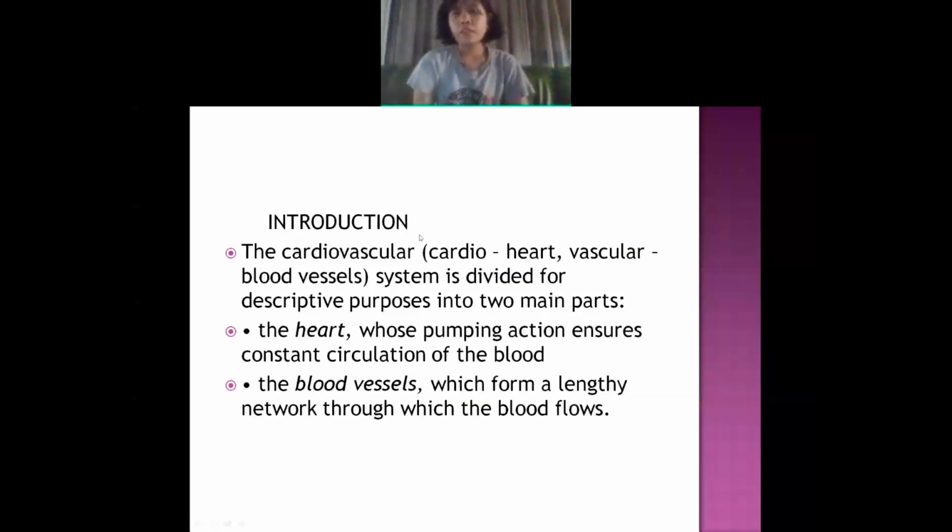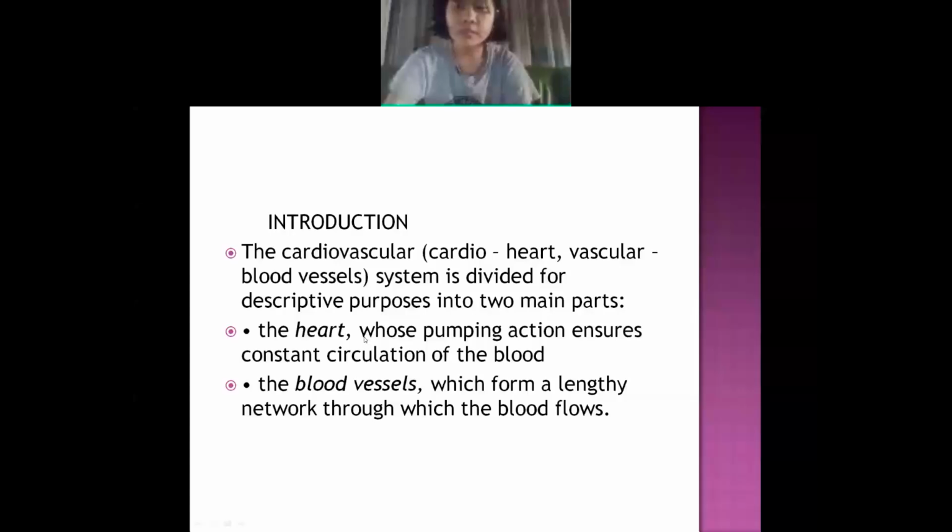So today we will be discussing the next topic, that is the vascular system. The vascular system comes from the word cardiovascular system. Cardio means the heart, and vascular means what? Your blood vessels. Understand? Your blood vessels.